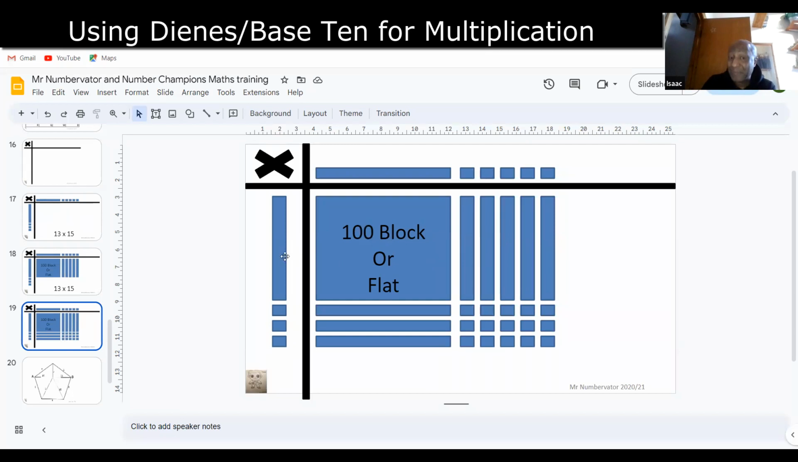Children in Year 3 know what 10 times 10 is, and they know what 1 times 10 is, and they know what 1 times 1 is. So this would be ideal. This would be ideal for a Year 3.